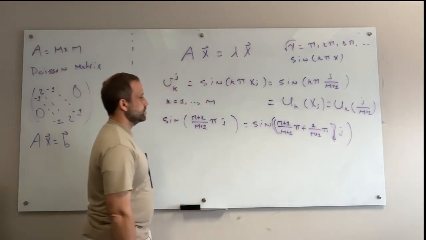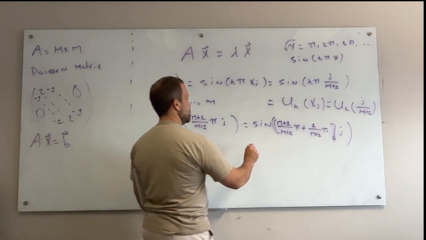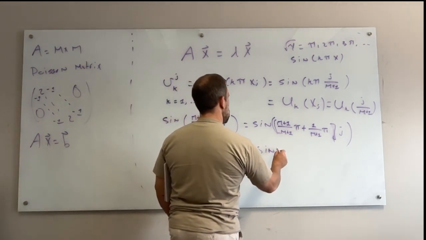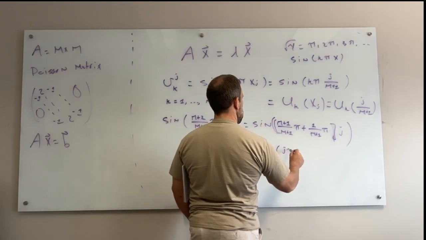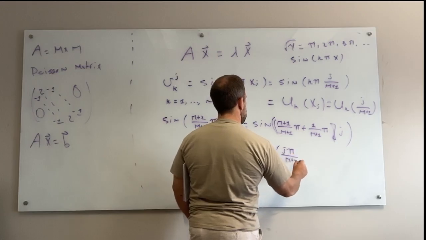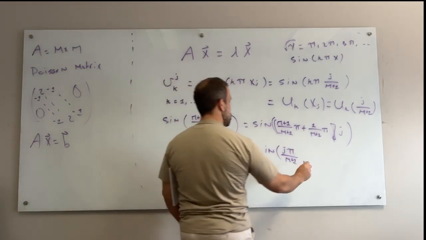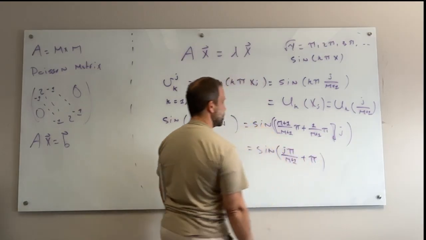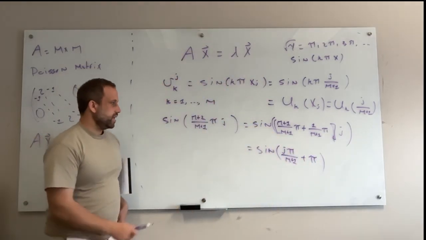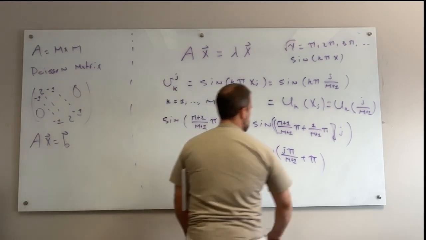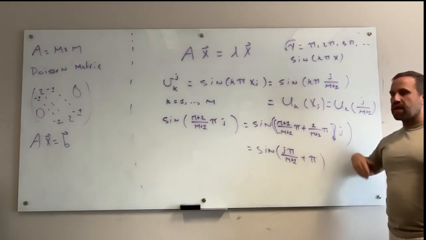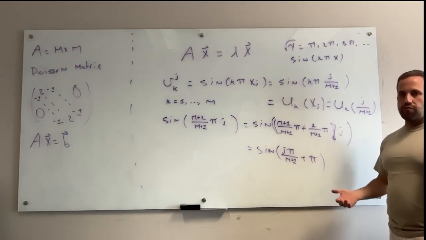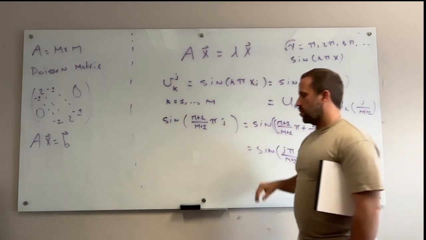Like this. Or this is just going to be sine of j pi over m plus 1 plus pi. Which is essentially just that, okay? With a minus sign. And so we don't get another eigenvector, we just get a multiple of what we had before. So that's why we only go up to n.